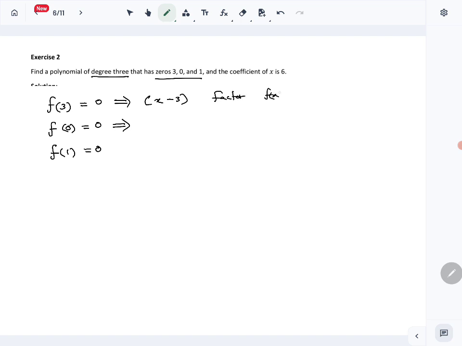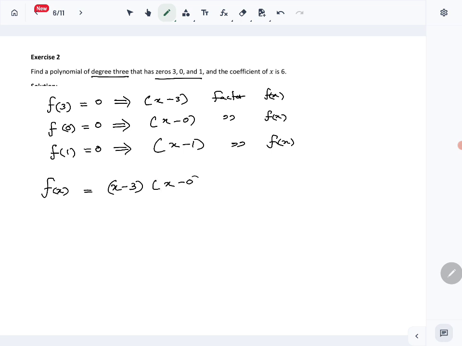of f(x). And similarly, f of 0 is 0. That means again, x minus 0 is a factor of f(x). Similarly, because f of 1 is equal to 0, we know x minus 1 is a factor of f(x), right? So now we can write what? Factored form of our polynomial. That's going to be what? x minus 3 times x minus 0 times x minus 1.